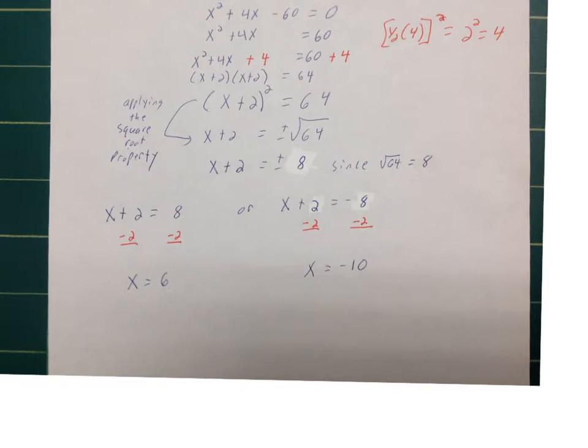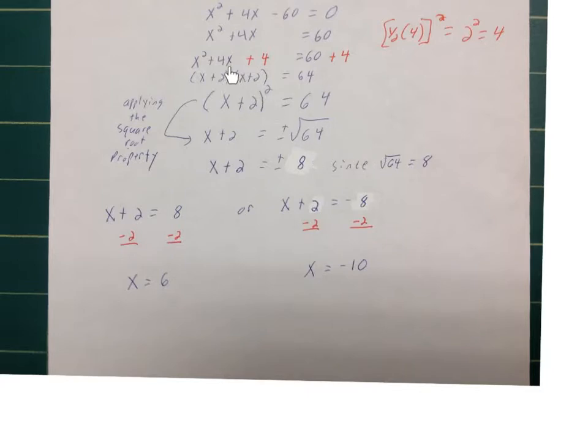So I saw your question on the discussion board. You want to solve this quadratic equation, x squared plus 4x minus 60, by completing the square. You had the first several steps correct, but somewhere around here you went wrong.